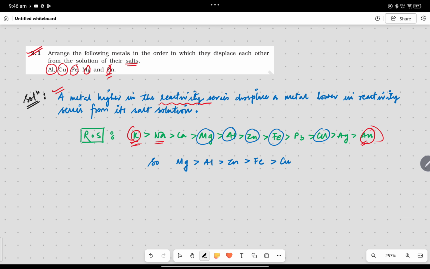So here you can see that the metals provided are Mg, Al, Zn, Fe and Cu. Mg is the highest reactive, then Al comes after, then Zn followed by Fe and Cu, right? So this is the arrangement in decreasing order of reactivity, and particularly this signifies that Mg is able to displace all these four metals from its salt solution. And if we consider aluminium, then aluminium can displace all these three metals from its salt solution, except Mg, right? So this is the thing.